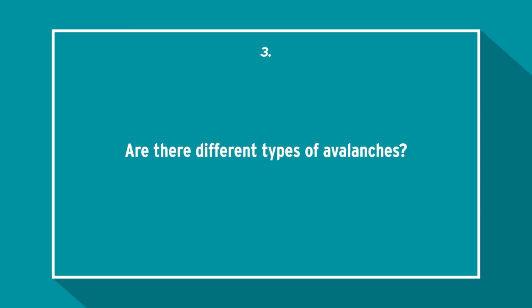Are there different types of avalanches? There sure are. There are a number of different types of avalanches, such as slab avalanches, wind slab avalanches, hard slab avalanches, soft slab avalanches, storm snow avalanches, loose snow avalanches, wet snow avalanches, glide avalanches. I'm probably missing one or two. So yeah, lots of different types of snow avalanches.